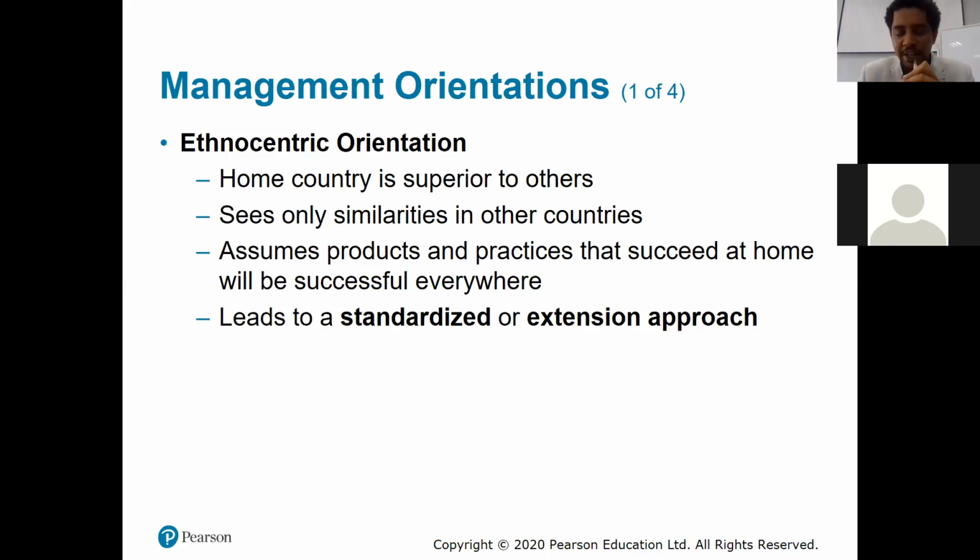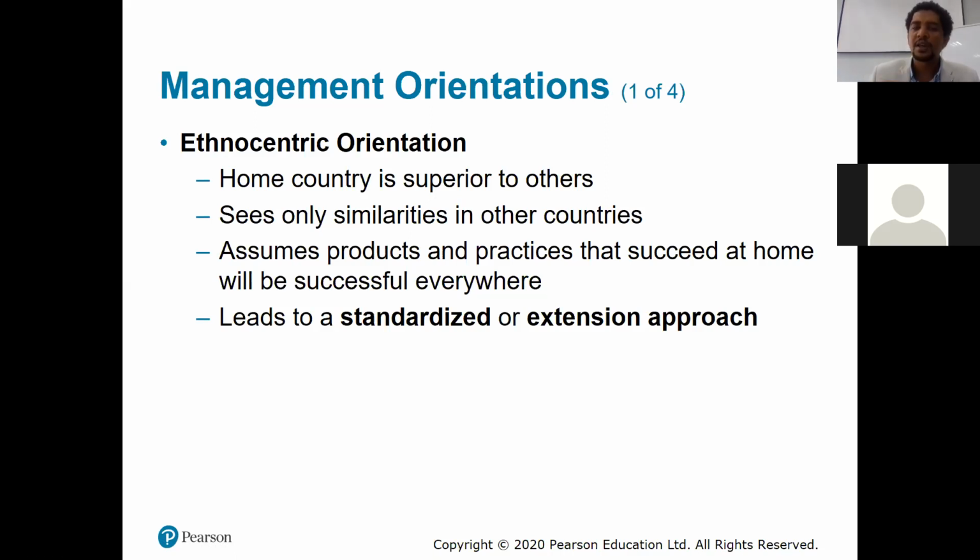So, ethnocentric orientation. This orientation is a management assumption or belief, both conscious and unconscious, about the nature of the world. So it's a belief of the management about the nature of the world. If we say a manager or a management has ethnocentric orientation, it means that they believe the home country is superior to others. They see only similarities in other countries. They don't see the differences.